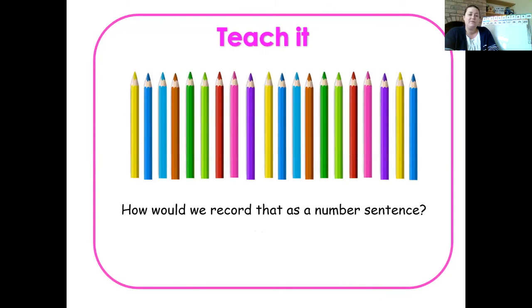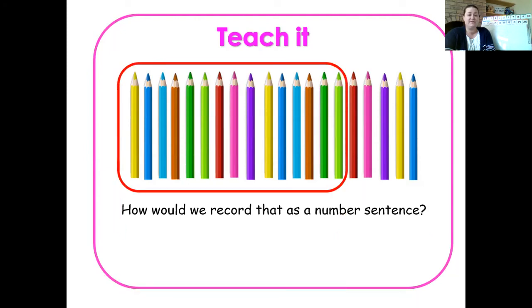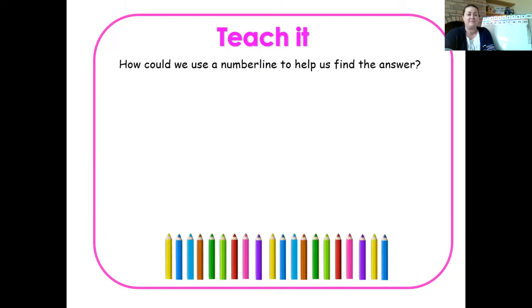Okay, so how would we record that as a number sentence? How would we write that down? How many did we start with? We started with 20, didn't we? And how many were left? How many did we take away? That's right, that was the 5. And we were left with our 15. So there's our 15. And here are the 5 that we need to take away. So we start with 20, take those 5 away, and we are left with 15.